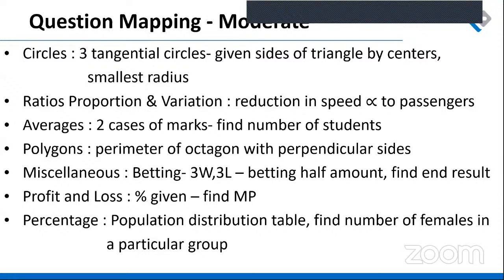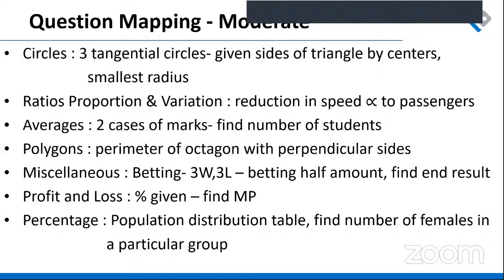Averages. Two cases of marks are given. Mega can have this marks, then this would be the average, this mark, this would be the average. Just form two equations and solve. A little bit of unimportant superfluous information was there in the question. Maybe that is why I'm putting it as moderate. Otherwise, easy. Two linear equations, form equations, easy.